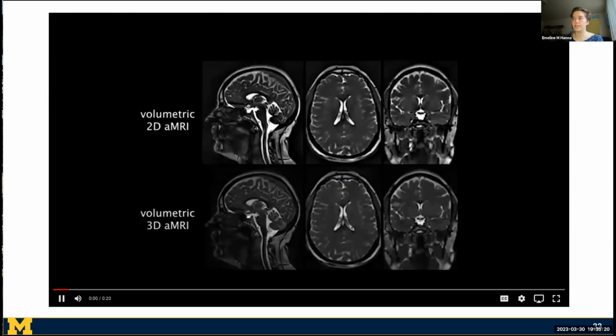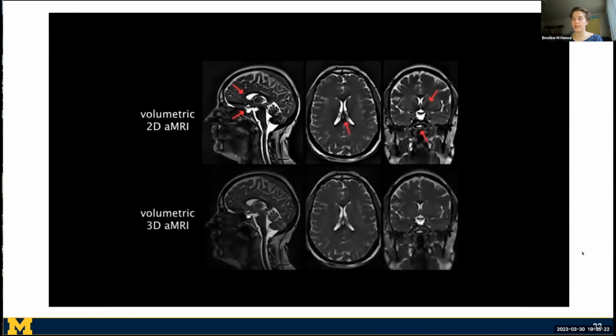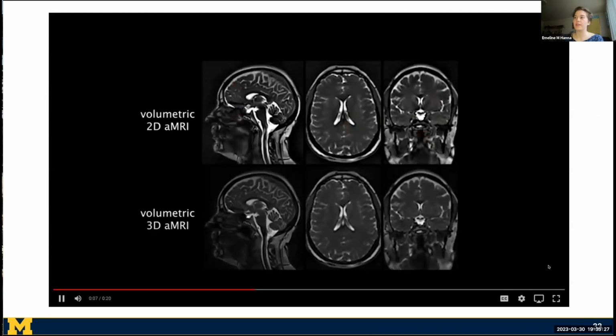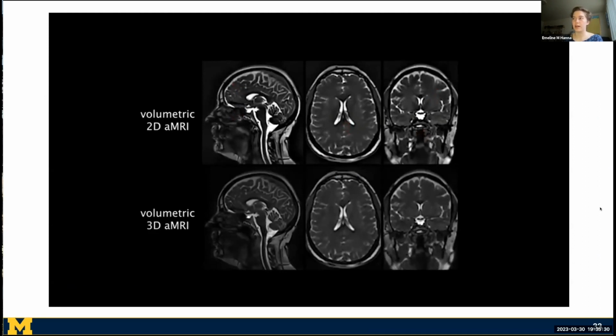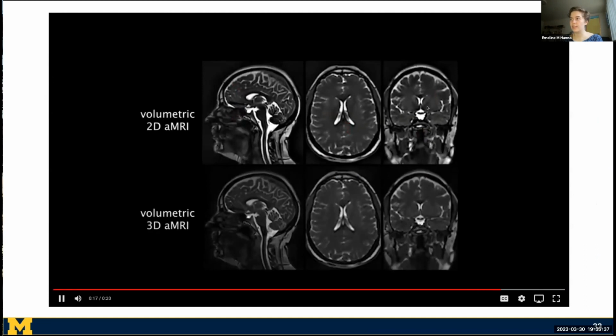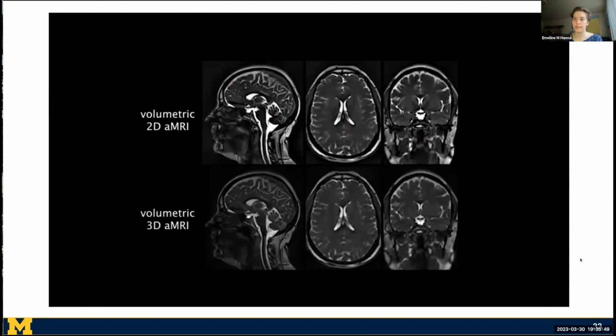Okay, and this is just a video of the same artifacts that I talked about before. 3D is on the bottom and 2D is on the top. If you look at the 2D image, you can again see these shadows pulsating that are not really real and more just artifacts. Again, this is partly because the 3D can capture both that in-plane and out-of-plane motion.